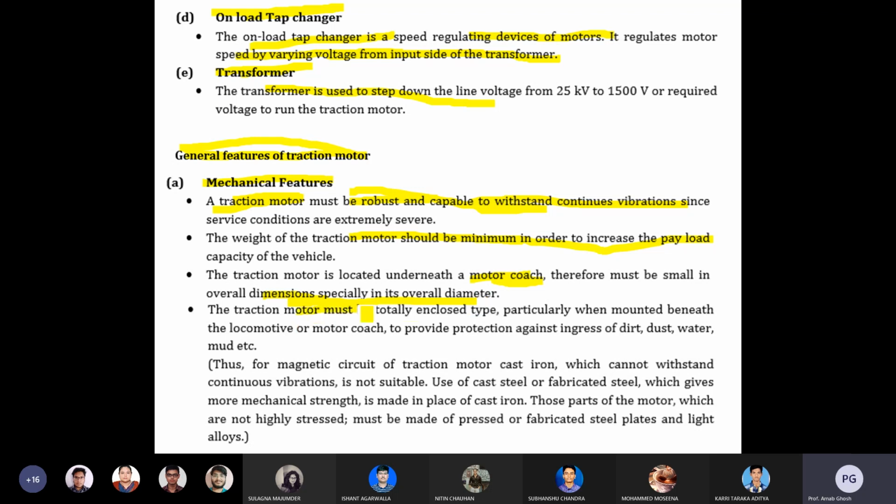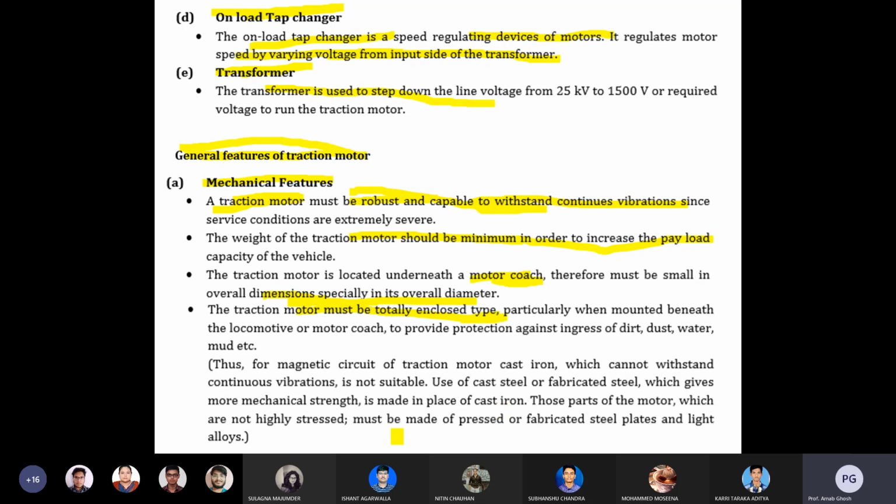The traction motor must be totally enclosed, particularly when mounted between the locomotive and the motor coach, and must provide protection against ingress of dirt, dust, water and mud. From here you can take the protections.